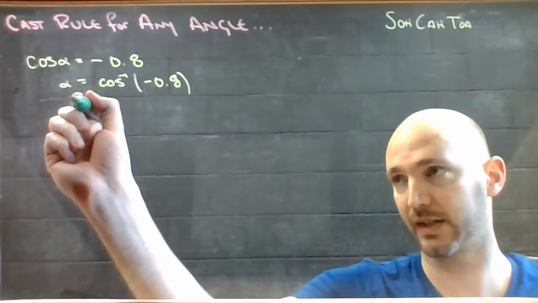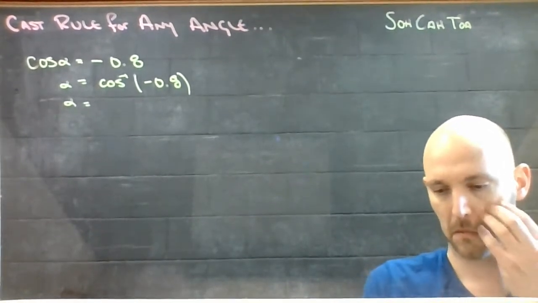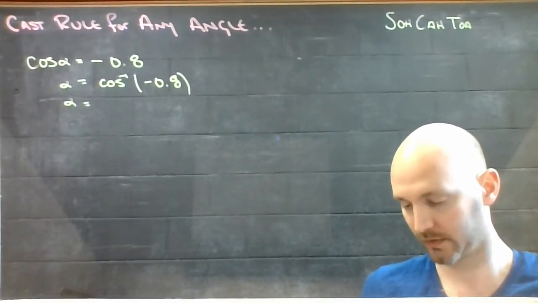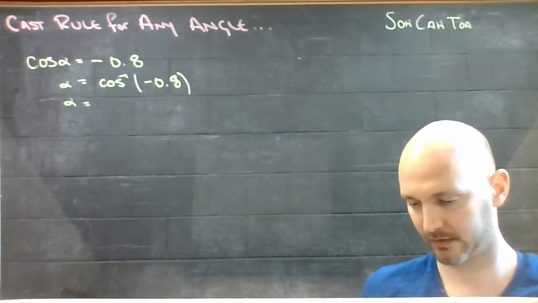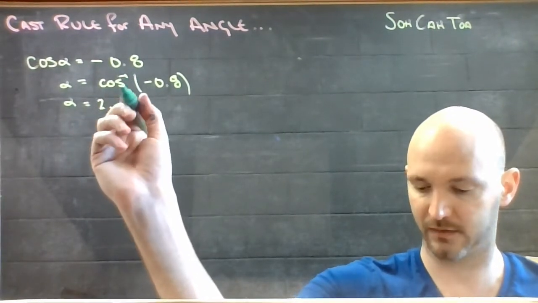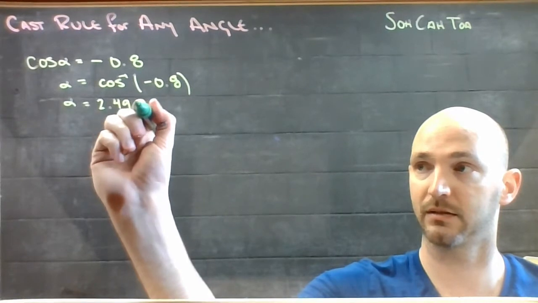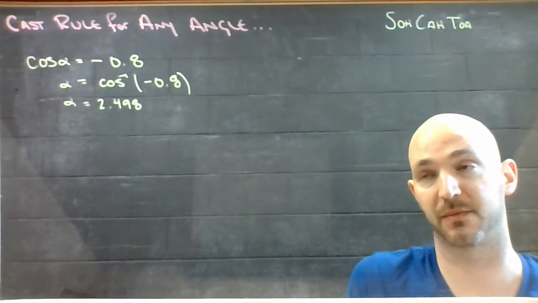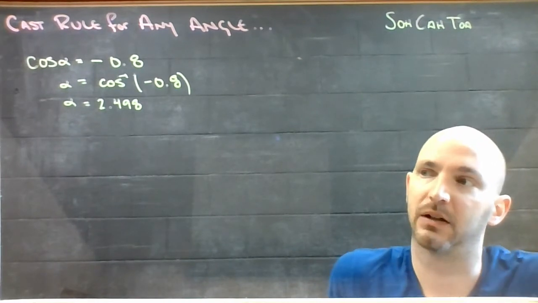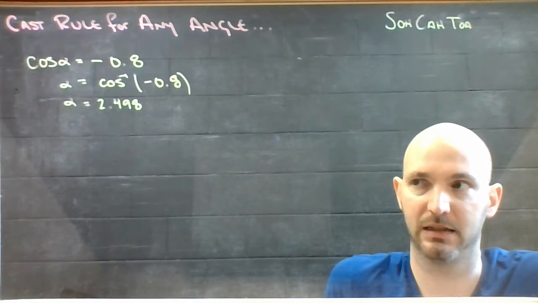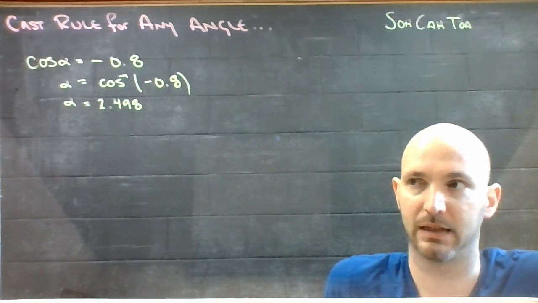Okay, so if I type that into my machine, arc cos of negative 0.8, I get 2.498, and that's rounding to 3 decimals. All right, now that's a family member, so I'm going to have to figure out exactly where that is.